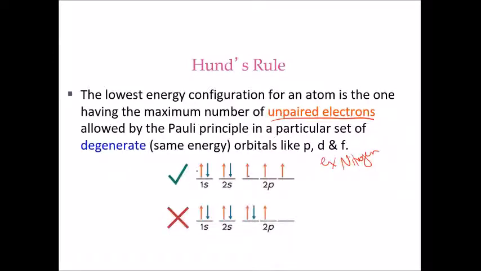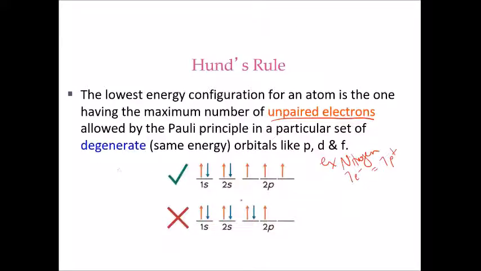I can tell it's nitrogen because it has 1, 2, 3, 4, 5, 6, 7 electrons. And nitrogen is 7 on the periodic table, which means it has 7 protons. The correct way to fill it would be to put 1 up arrow in each of the 2p orbitals. The incorrect way would be to pair up the first one and so forth. Here is the example of how to apply Hund's rule.